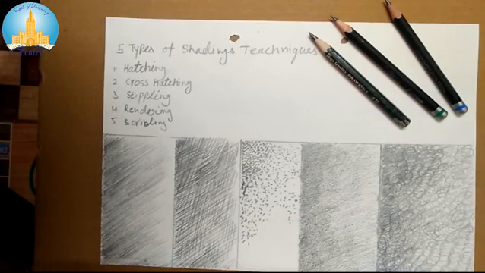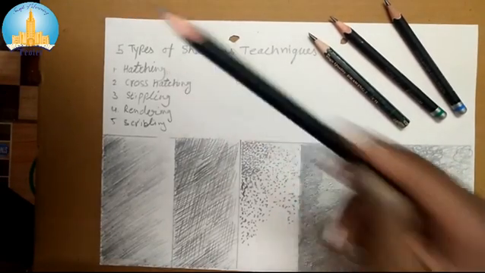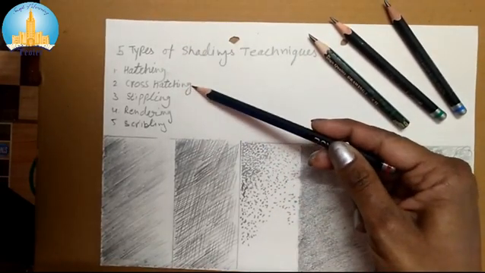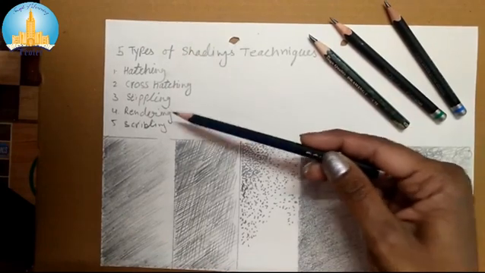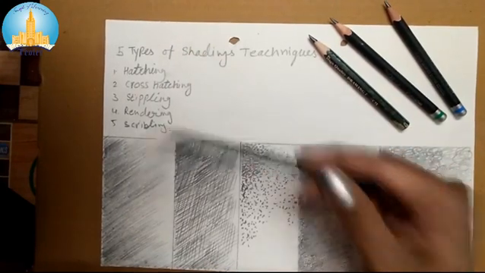Yeah, we have done 5 types of shading techniques. We have learned those techniques. Now, let's have a quick recap. So, first, which technique have we learned? The first technique we learned is called hatching. The next are cross hatching, stippling, rendering and scribbling.